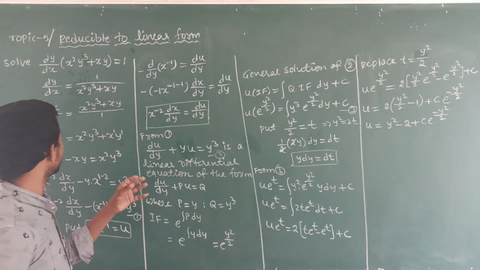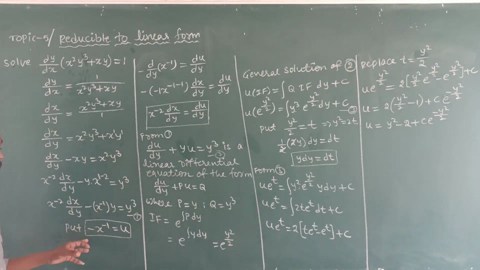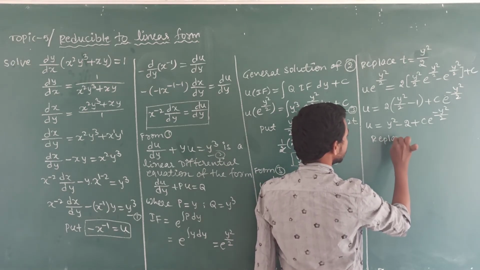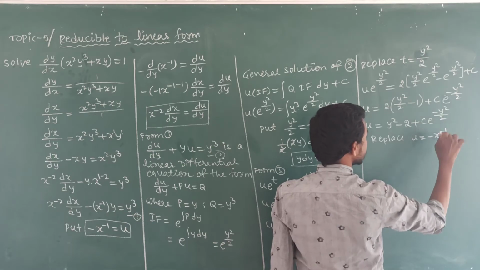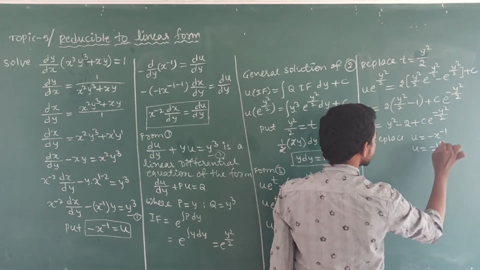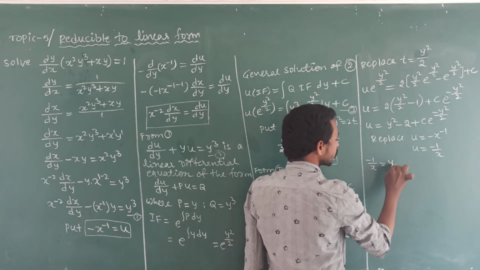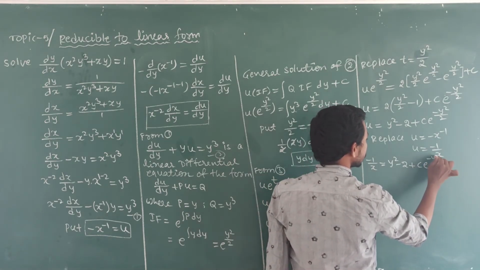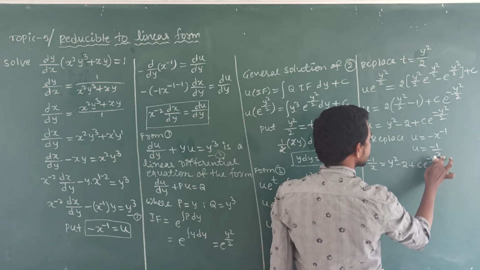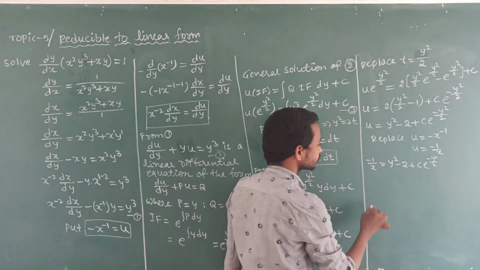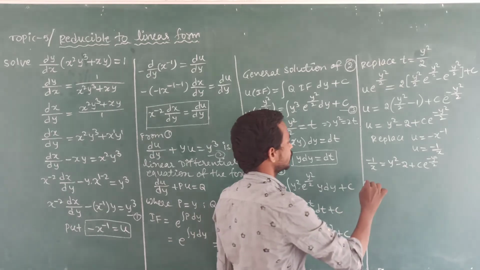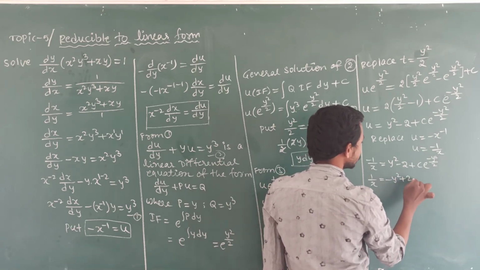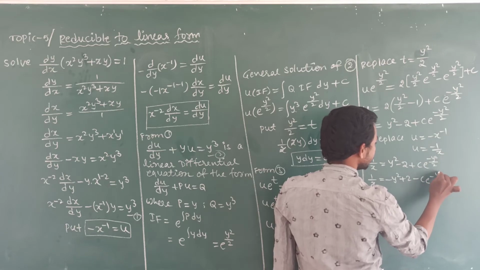Again we have to replace in place of u. Here we took the substitution u is equal to minus x power of minus 1, that is minus 1 by x, is equal to y square minus 2 plus c e power of minus y square by 2. Multiply with minus on both sides, then it will be 1 by x is equal to minus y square plus 2 and then minus c e power of minus y square by 2.